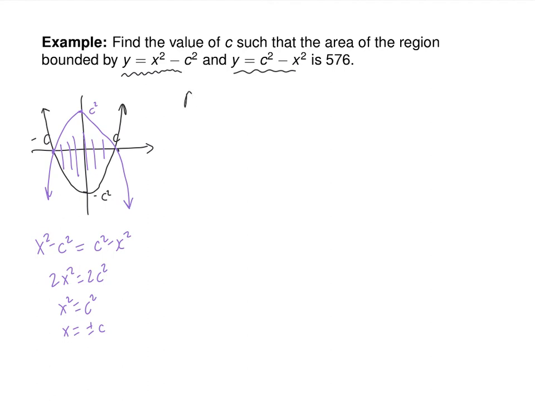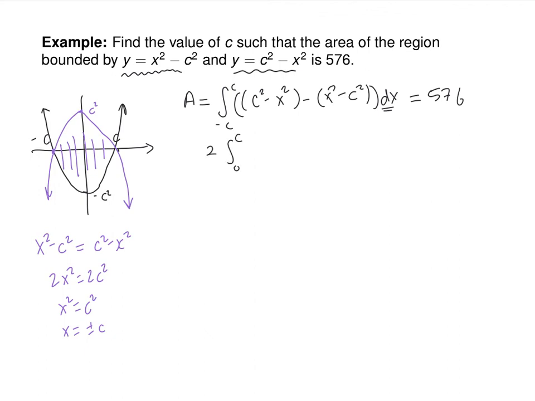Now to find the area between them, you take the integral from negative c to c. Your upper curve is c squared minus x squared. Your lower curve is x squared minus c squared. dx, that tells you x is your variable, and that needs to equal 576. So first of all, some symmetry. This is the same thing as twice the integral from 0 to c. And combine some like terms, we've got 2c squared minus 2x squared equals 576. And just to make things easier, let's divide by 2.